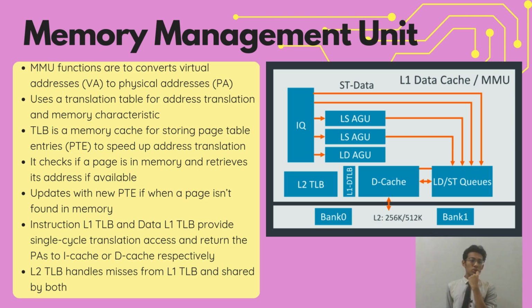Now we have the components of the MMU: the instruction and data level 1 TLBs and the level 2 TLB. The instruction and data level 1 TLBs provide single clock cycle access to the translation, then return the physical addresses to the I cache or D cache respectively. The L2 TLB's main job is to handle misses from the L1 TLBs. The L2 TLB is also shared by both L1 TLBs.